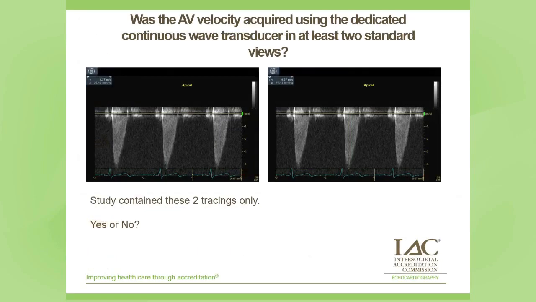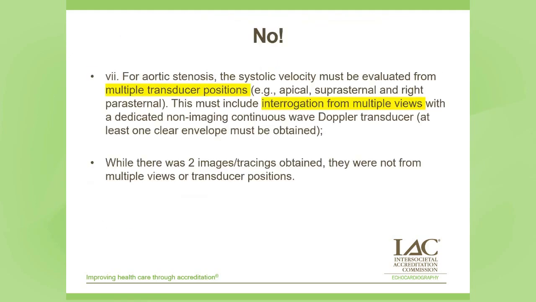All right, let's get into some fun examples. Here would be an example where you as a reviewer would get your case and open it, and one of the review questions for an aortic stenosis case is, was the aortic valve velocity acquired using the dedicated continuous wave transducer in at least two standard views? I opened up the case and I only had these two tracings of non-imaging probe. So Sue, yes or no, was it used in two views? No, this is a no. Even though there's two views, both of them are from the same level. They're both from the apex. So this is a no question. Exactly.